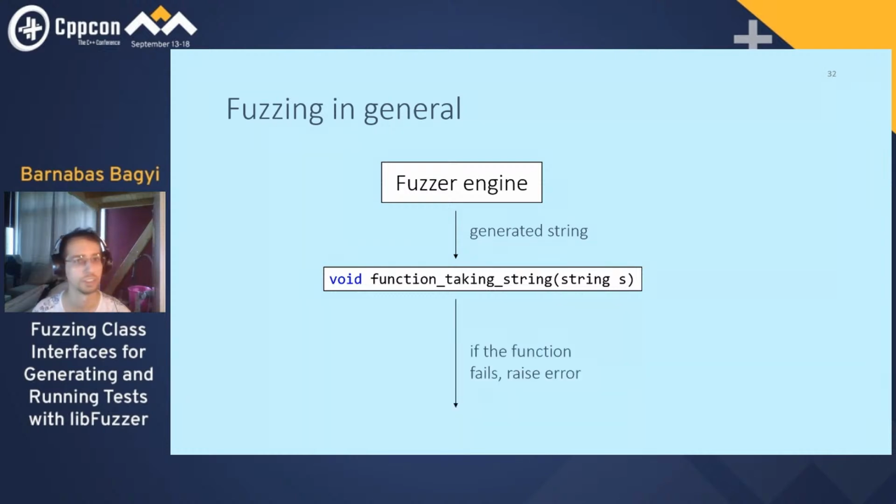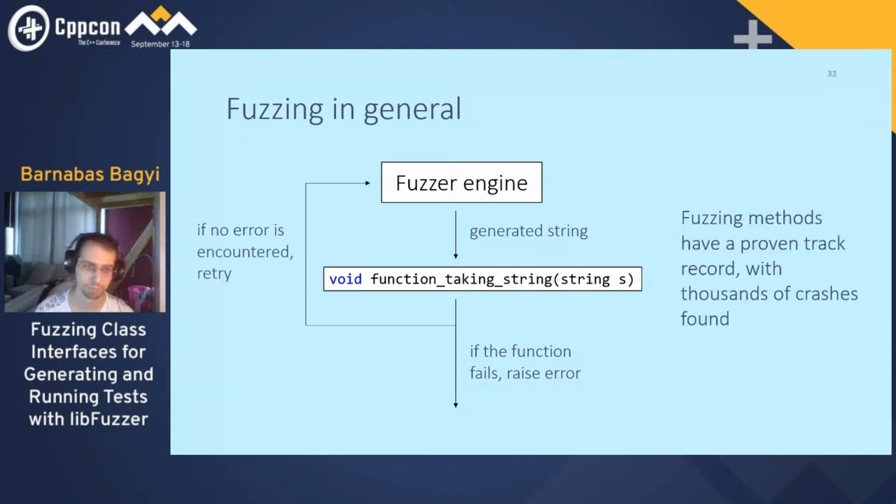If the function is run and the function fails, we can raise the error. We can see that we've caught a bug, right? But if it does not fail, the fuzzer engine can just retry with a newly generated string. Although this method may look quite simplistic, it's a great method. It's time-proven. It has found thousands of crashes in reputable repositories.